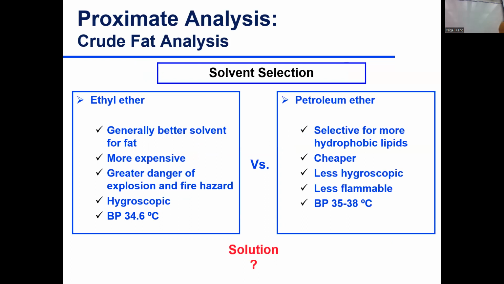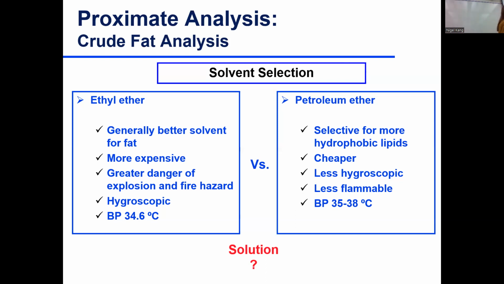Let's compare two common solvents, ethyl ether or diethyl ether and petroleum ether. So ethyl ether is not completely nonpolar, so it's a common solvent for extraction of lipids. Petroleum ether is completely nonpolar, and it's good for extraction of hydrophobic lipids like triglycerides. Ethyl ether is more expensive. Petroleum ether is cheaper.